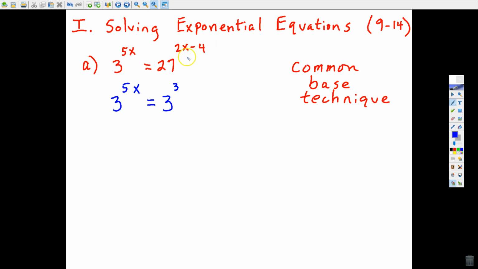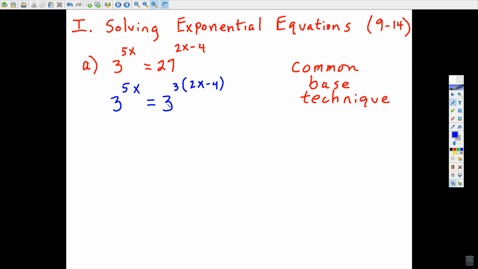And I'm just going to bring this exponent down. It already exists. So think of 3 cubed replacing just the 27 in this equation, and the 2x minus 4 just gets brought down as being part of the equation. Well, here's the great thing about the common base technique. Here's why we call it common base. Base means the number below the exponent, and I've got that same number written as a base on either side of the equation.